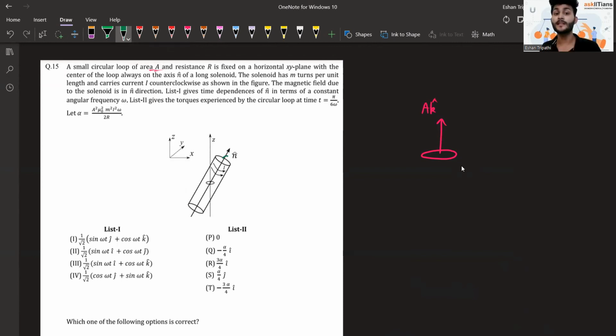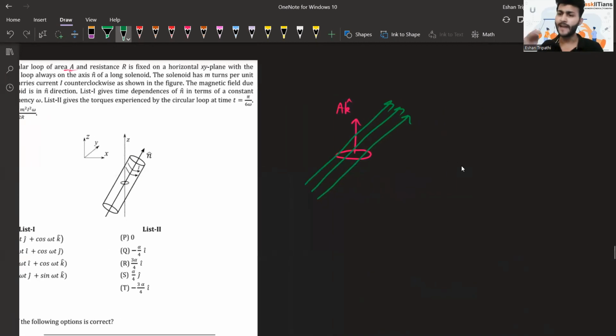Now they're saying it's placed in a solenoid, and the solenoid has current in such a way that the magnetic field is in the n cap direction. What is going to be the magnitude of the magnetic field? The formula for a solenoid magnetic field is mu naught into n into I. n is the number of turns per unit length, given as m in the question. So it is mu naught M into I, the current through it.